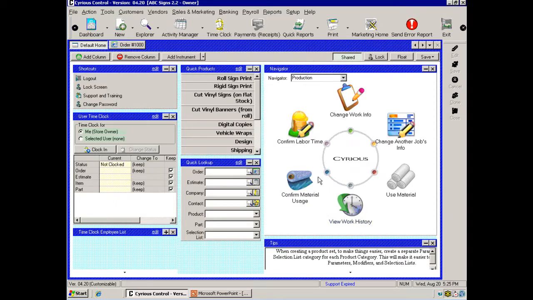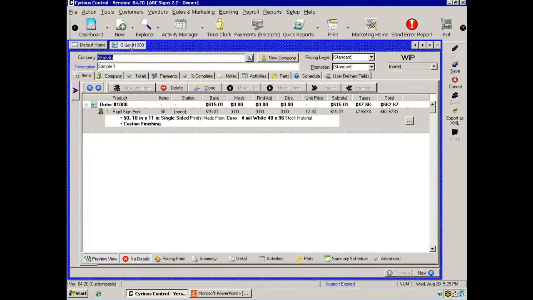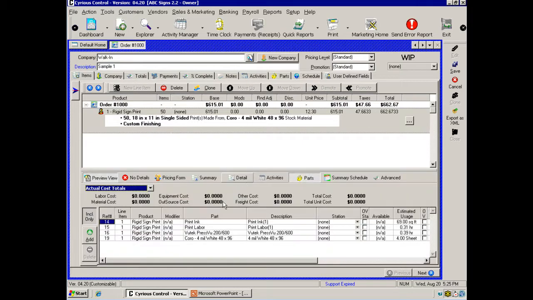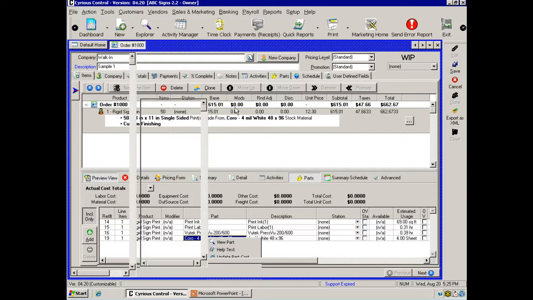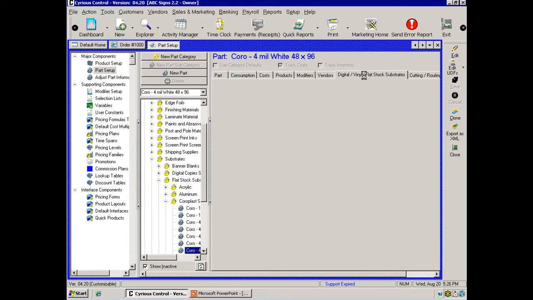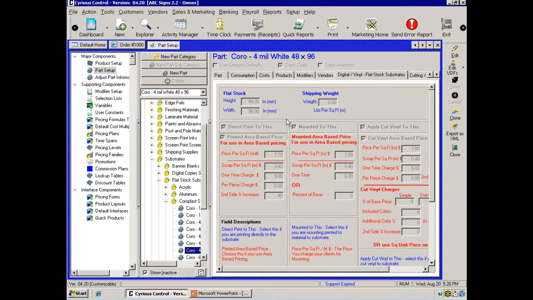Even though my pricing, if dealing with an area-based product, would be the same, meaning it is charging based off of square footage of material, the costing is done differently. In this case, you'll see in the area-based pricing for that direct print, I do have a square foot and a scrap foot price. But the reality of cost is that they're coming off a sheet.